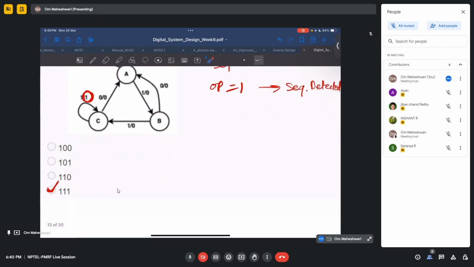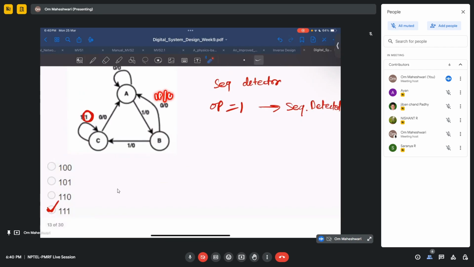So this representation is input/output. Always remember this. You got 1 here, then you got 1 here, then still your output was 0. Then you got another 1, you got 1 here, then your output was 1. That means you have to detect 3 ones to get the output 1.